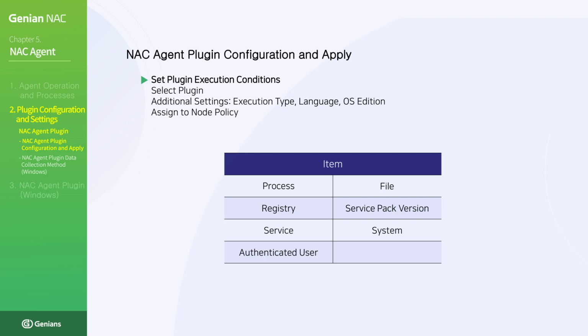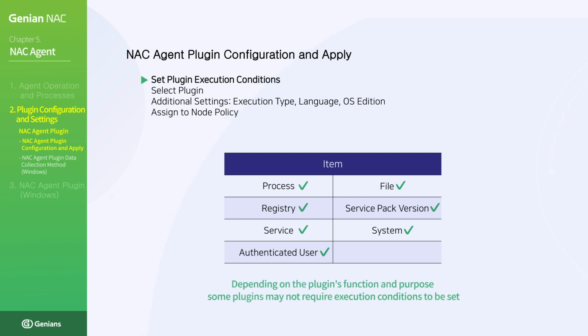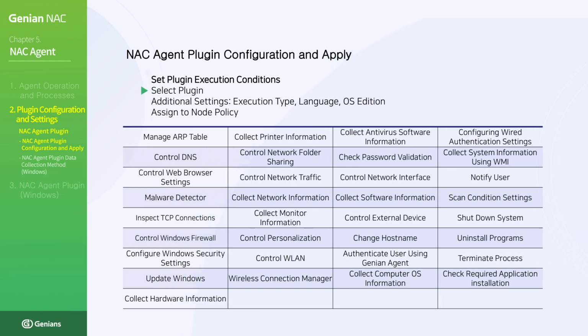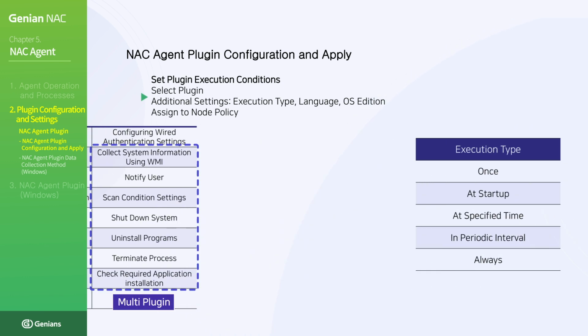First, set the plugin execution conditions. Execution condition options include process, file, registry, service pack version, service, system, and authenticated user. Depending on the plugin's function and purpose, some plugins may not require execution conditions to be set. Second, select the plugin to be executed. There are 33 available plugins, including 26 standalone plugins and 7 multi-type plugins.